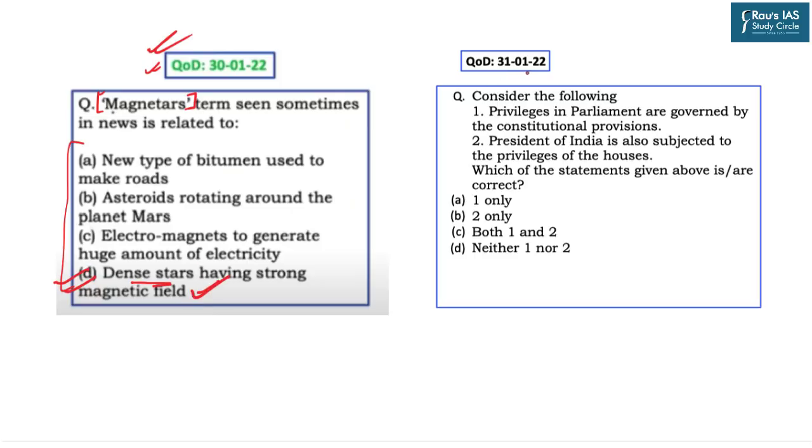The question for today is in relation to the parliamentary privileges. There are 2 statements given. Statement 1 says that privileges in parliament are governed by the constitutional provisions, and statement 2 says that the President of India is also subjected to the privilege of the houses. You have to find the correct statements out of these 2 statements.